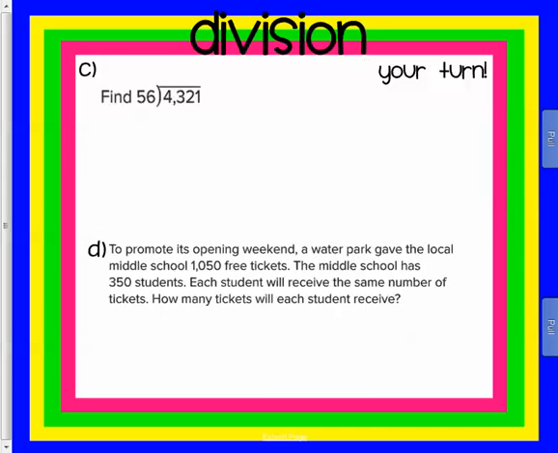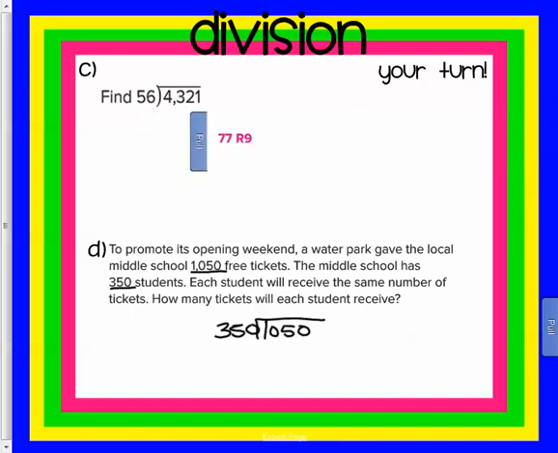All right, it's your turn this time. Take 4,321 divided by 56 and try D. D says to promote its opening weekend, a water park gave the local middle school 1,050 free tickets. The middle school has 350 students. Each student will receive the same number of tickets. So how many tickets should they receive? Let's divide by 350. All right, I'll be back in just a second to show you what I did. So make sure that you pause and try the problem and then grab your red pen. All right, here we go.